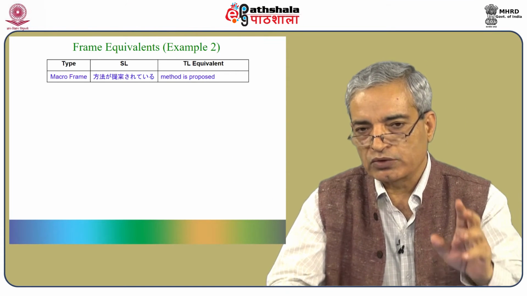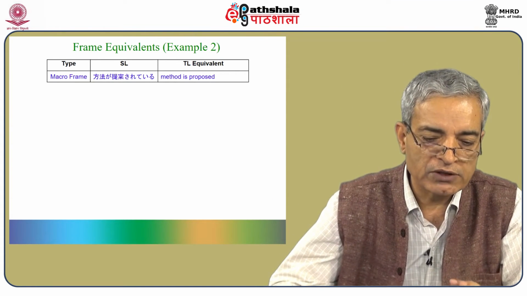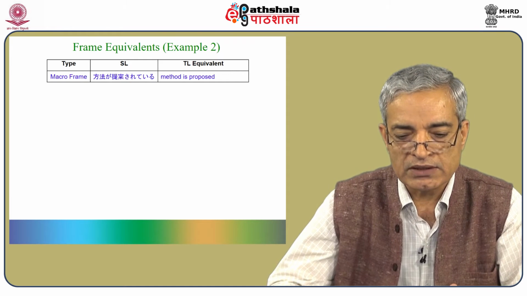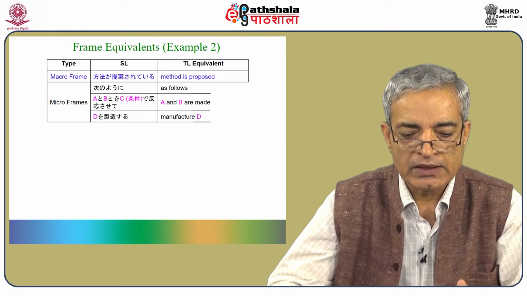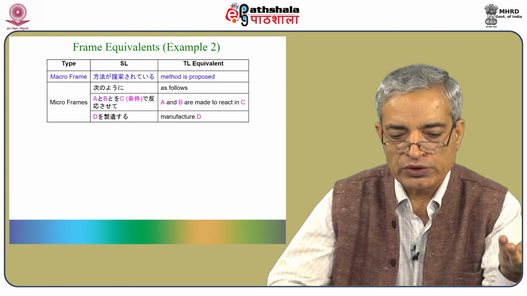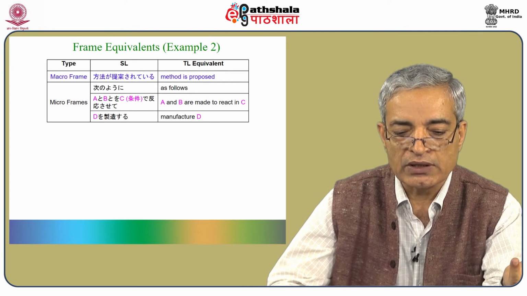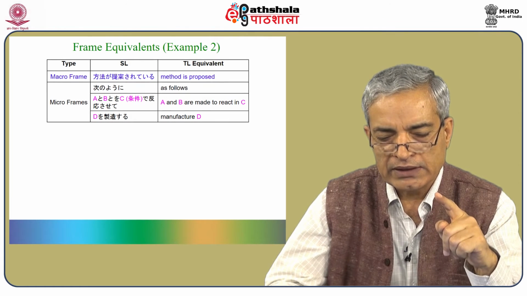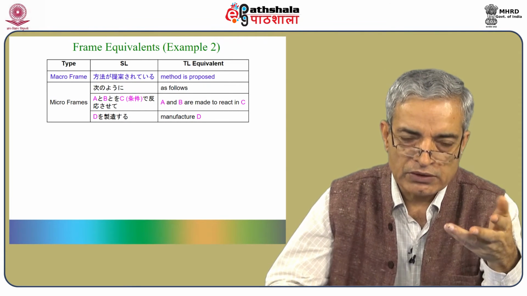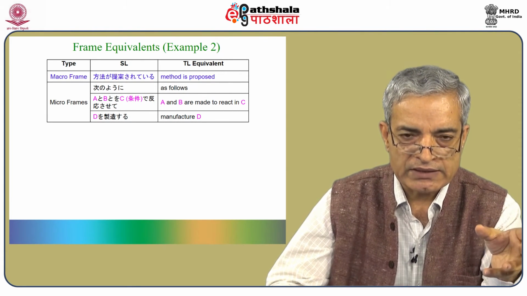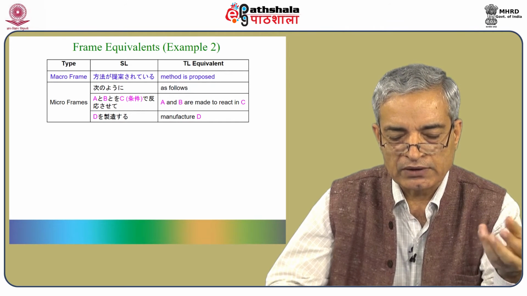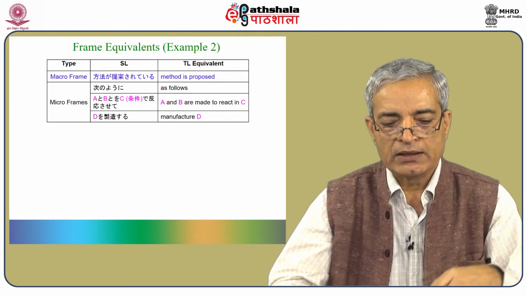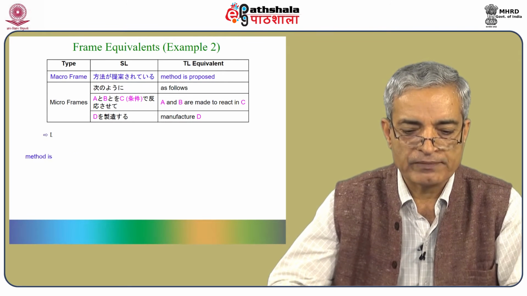Now let's try to organize this information in tabular form. The macro frame is hohoga teyan sareteru, method is proposed. Micro frame, tsugino yoni, as follows. A to B o C de hanno sasite is A and B are made to react. In C, you will have to see the context, then the choice of preposition will be decided. D o seizo suru, manufacture D.